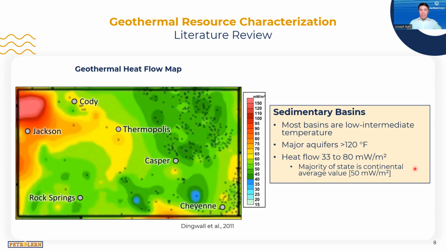Now, to give context to that, the majority of the state is in the continental average value, that being anything that's kind of in the green range or around 50 milliwatts per meter squared. That's continental average. So there's no obvious thermal anomaly in those locations. You do see Yellowstone and you see kind of tails down into Thermopolis and over in the Cheyenne region. And actually you get the Denver and Julesburg basins are quite hot in terms of their thermal regime.